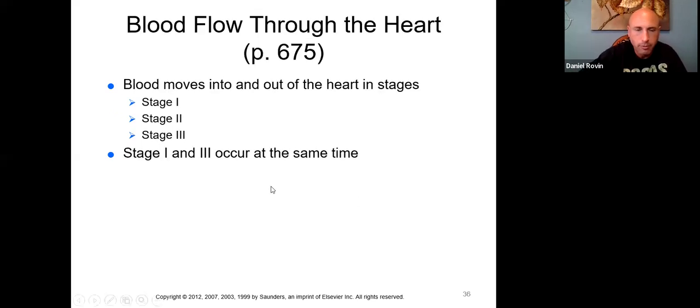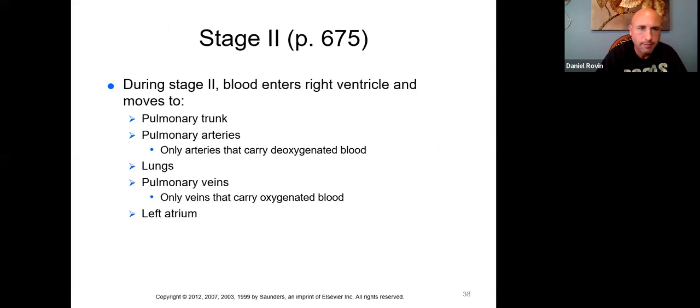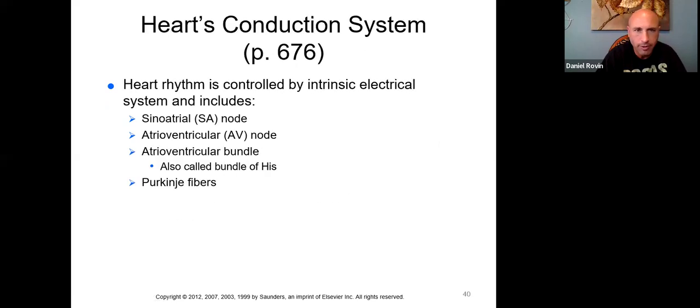All right, blood flow through the heart. We did that again: enter the right atrium, right ventricle, to the lungs, left atrium, left ventricle, to the body. All right, so that's all the staging there. And then the cardiac conduction system is the electrical stuff going through the heart. It always starts at the sinoatrial node.